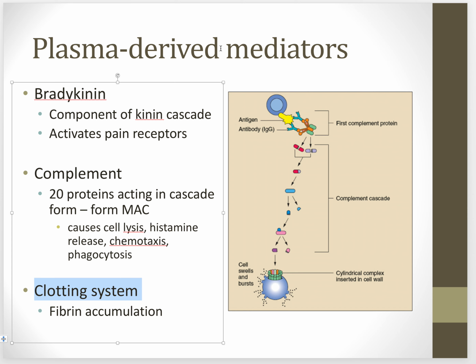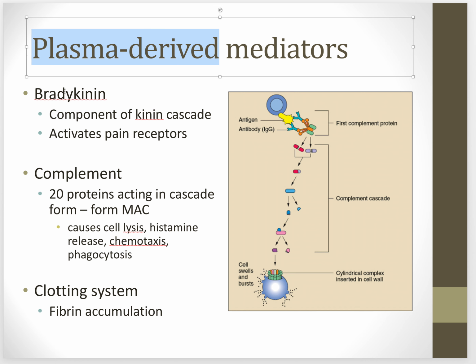And we call these the plasma-derived mediators because the pieces for these are in the plasma. They're only assembled when we need them. And you can imagine why that's important. We don't want fibrin making scar tissue, or we don't want scar tissue just going around in our bloodstream. We'd have scar tissue everywhere. So we only put these together when inflammation encourages them to act.